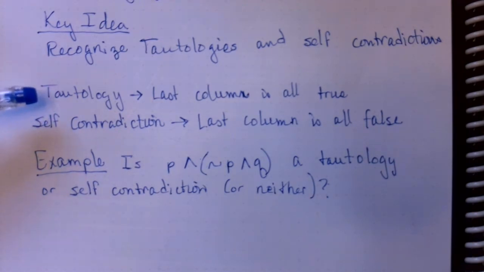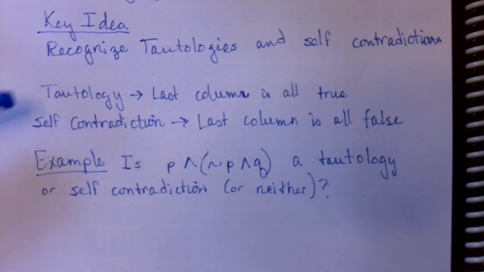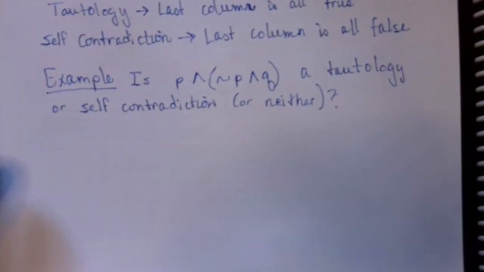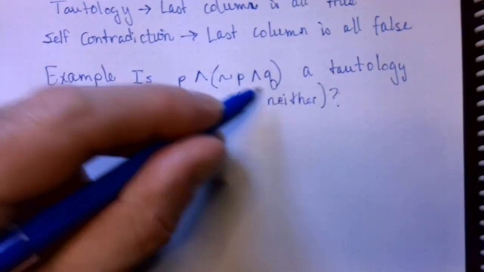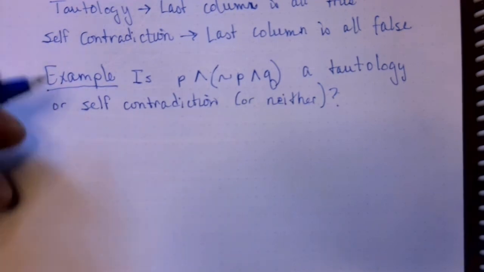Now, as far as the truth table goes, you can tell a tautology by looking at the last column. If the last column is all true, then you got a tautology. If the last column is all false, then you got a self-contradiction. So let's look at an example here, and we'll try to determine whether this statement, P and, not P and Q, is a tautology or a self-contradiction.